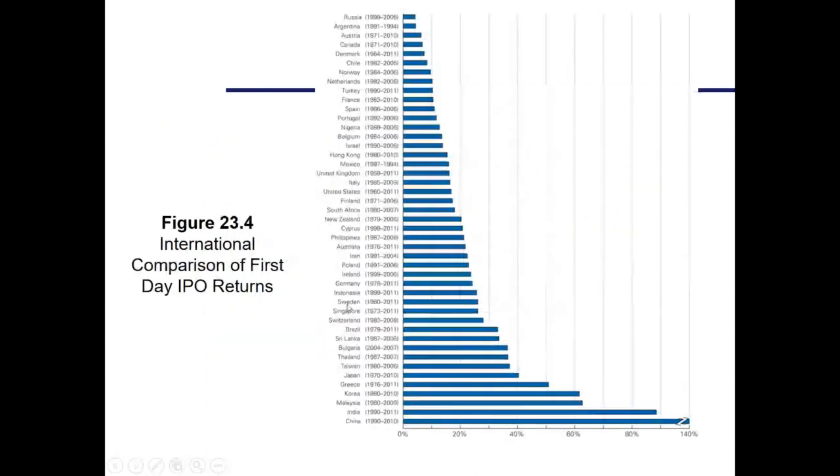Okay, this is a third example of the statistics, and you can see China, India, Malaysia, Korea, and so on and so forth. This is information. Where is Vietnam? Do we have Vietnam here?